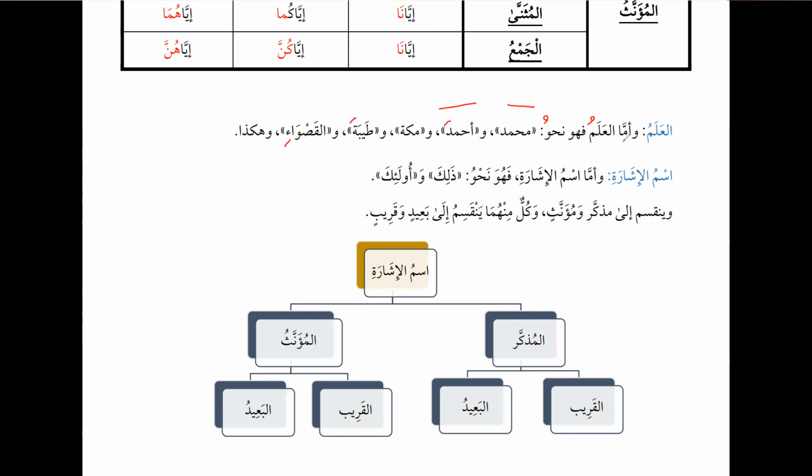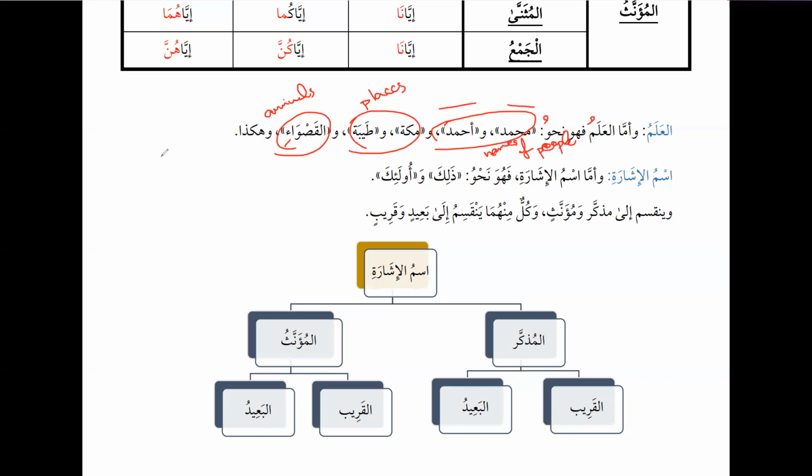Here, علم, we did not have a lot of big explanation for this. All we had was a number of examples. Names of people. First 2 examples, names of people. Any proper nouns for the people. Names of places. Names of animals.